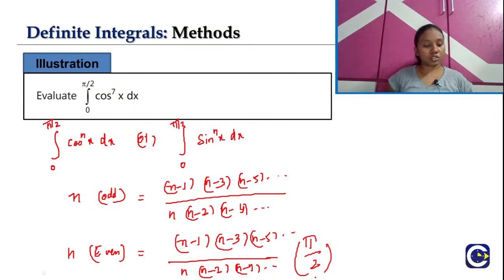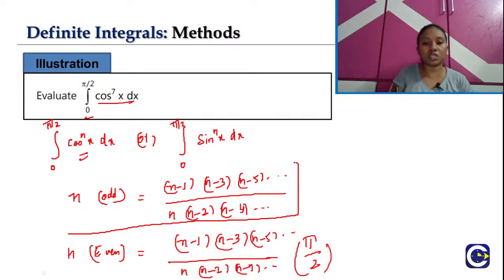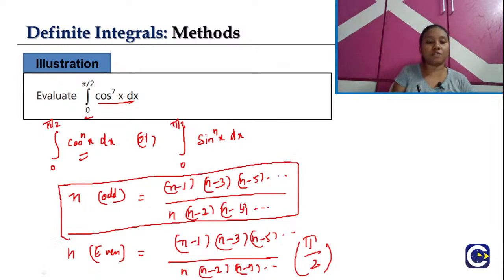So if anyone got the answer, please let me know. Based upon the formula, let's verify the conditions. The limits here are 0 to pi by 2, first condition satisfied, and the function here is in terms of cos power nx, it's also satisfied. And what is our n value? So n is odd, so what is the formula which we have to pick here? This will be the formula which we have to pick, and we have to write the answer here.